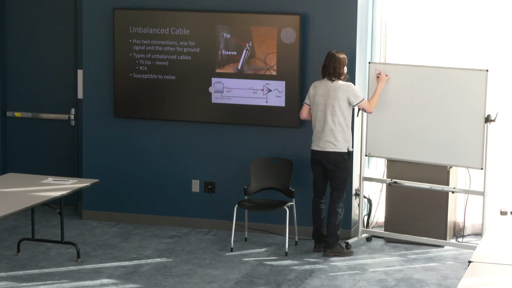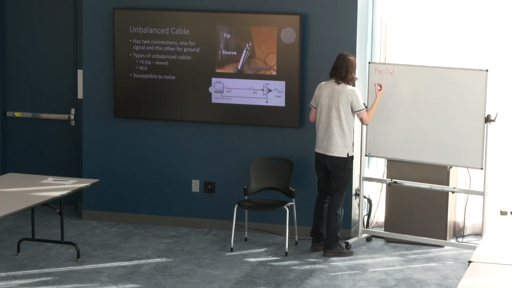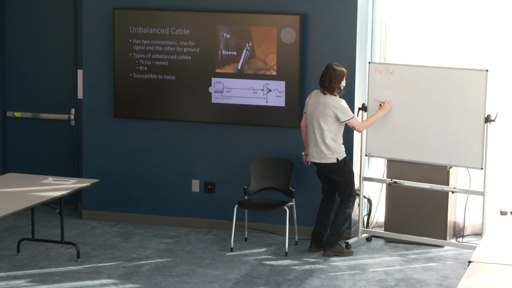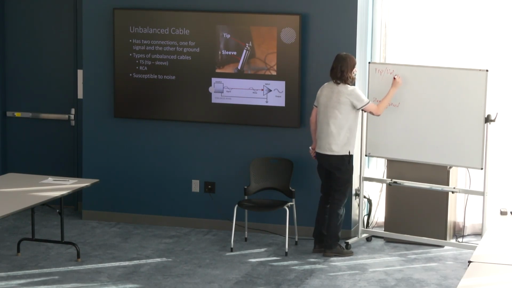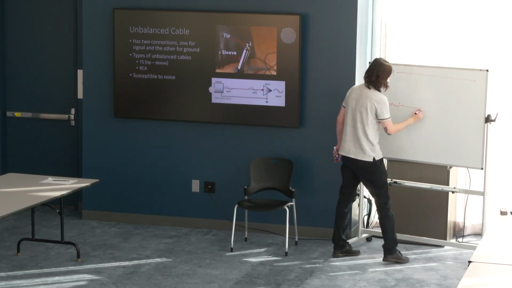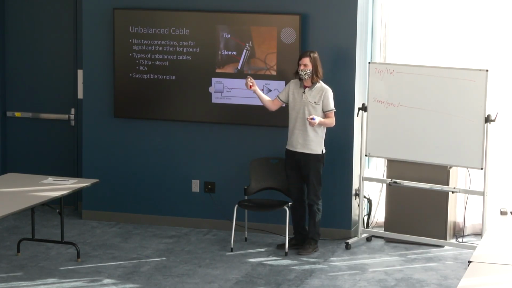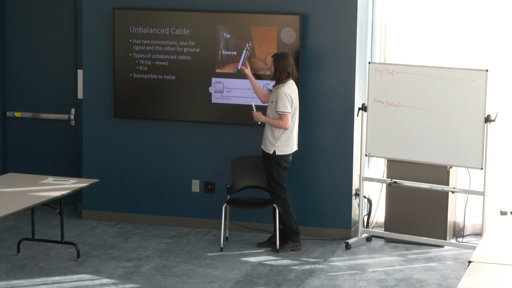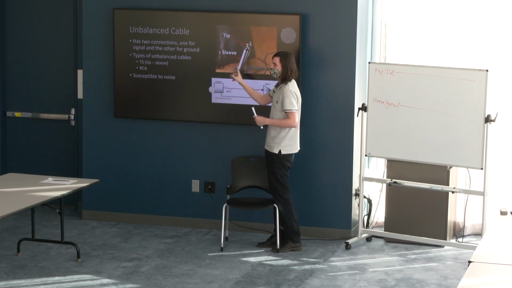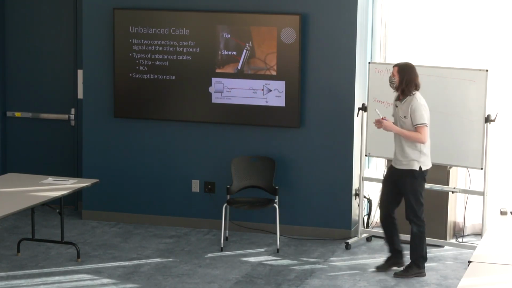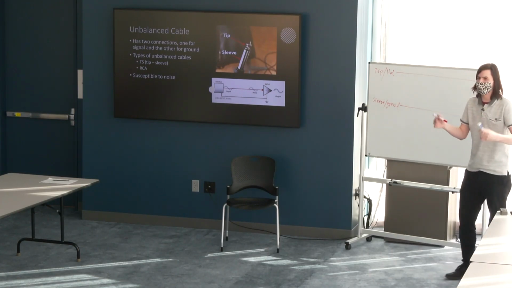So our tip is also called our hot, if you're an electrical engineer, I guess, and our sleeve is also known as ground. So here's our one wire, and here's another wire. Down the sleeve of our mic cable, there are two wires, and one wire is soldered to the tip on the inside of this connector, and the other wire is soldered to the sleeve of the inside of the connector. The tip of the cables is actually what carries our signal.